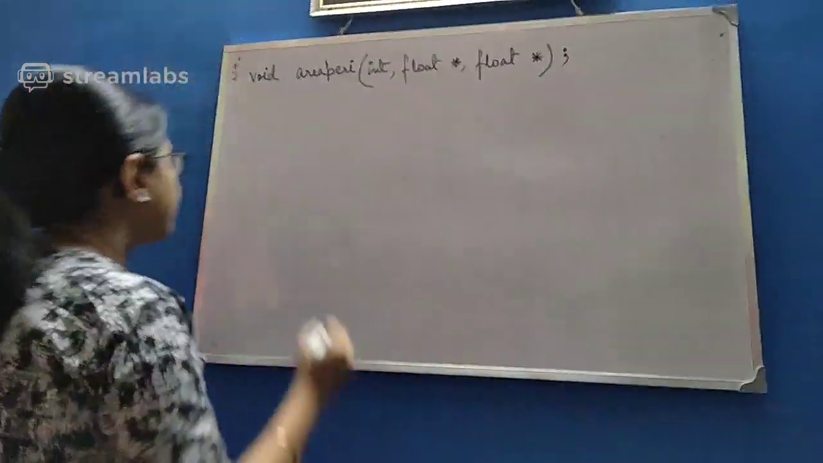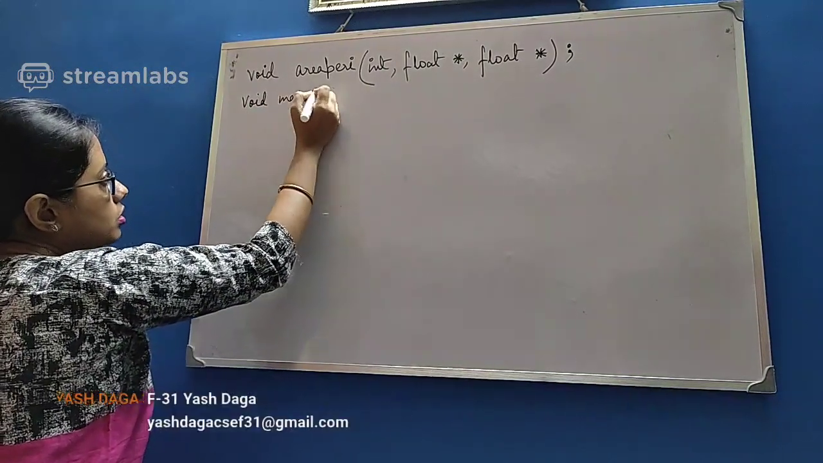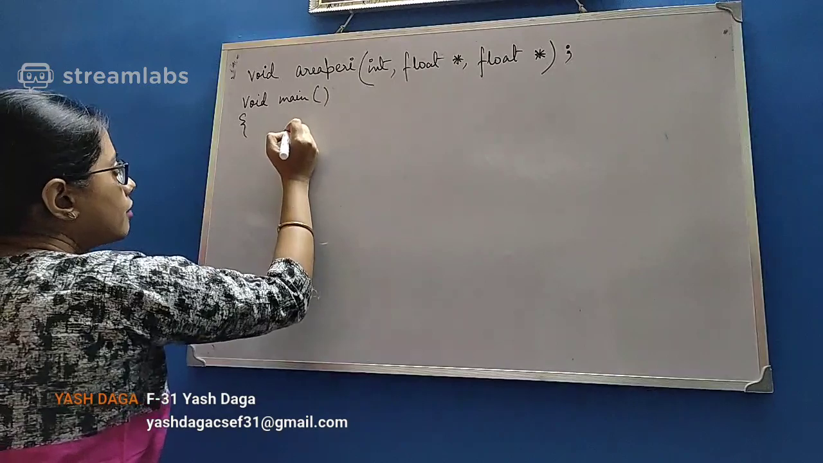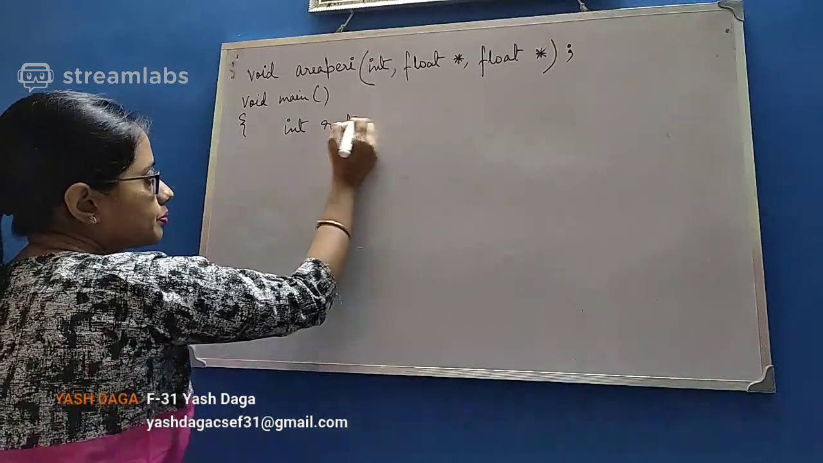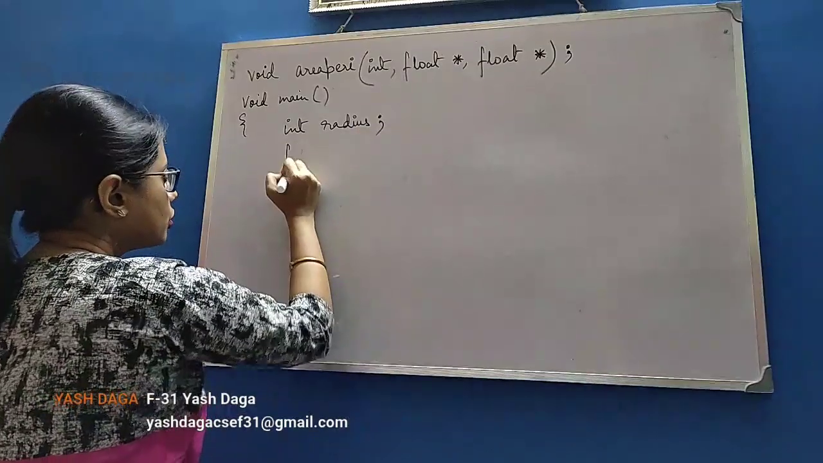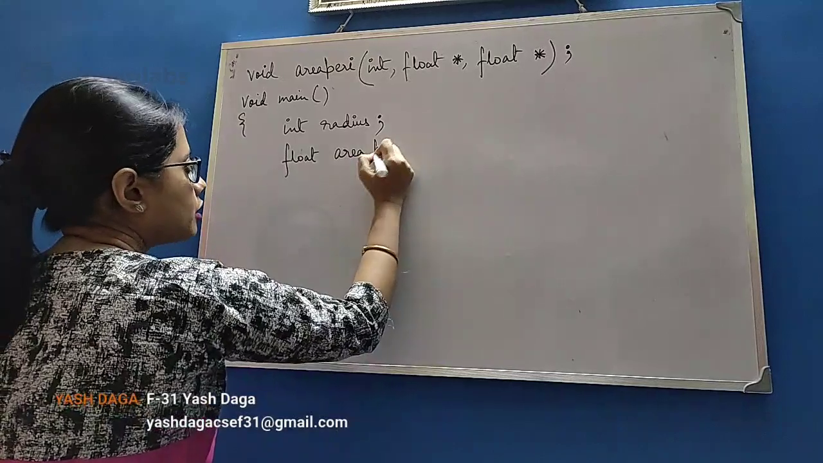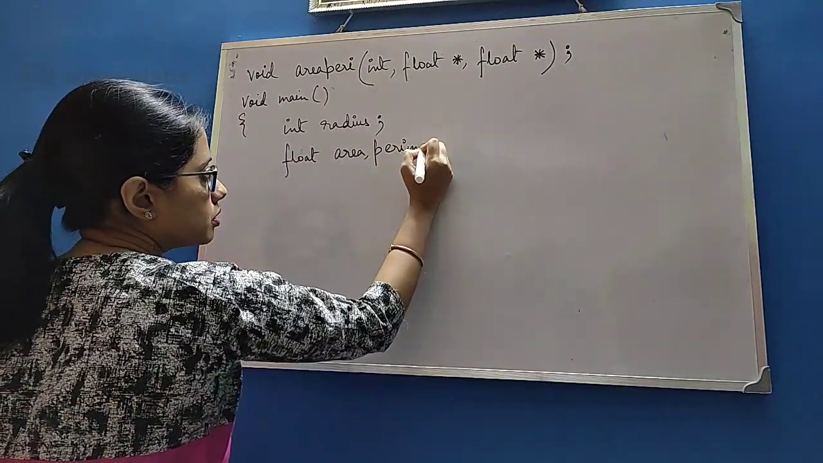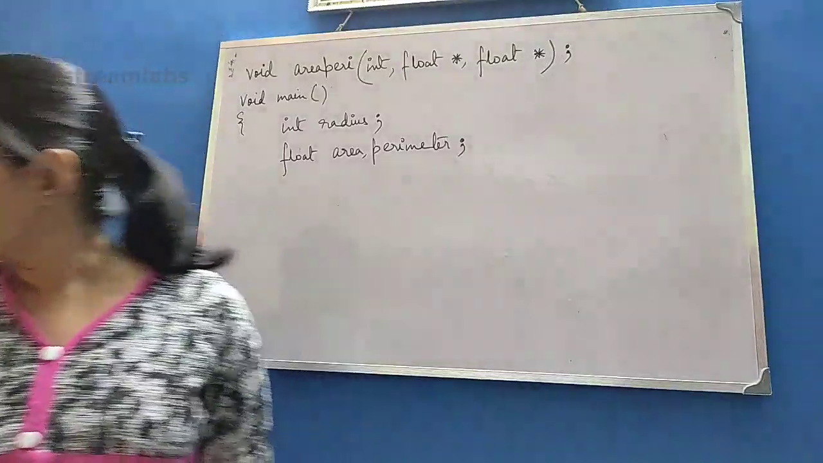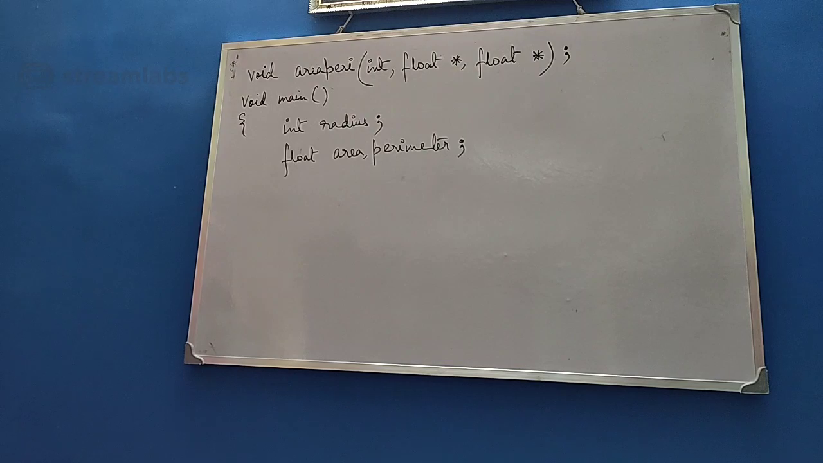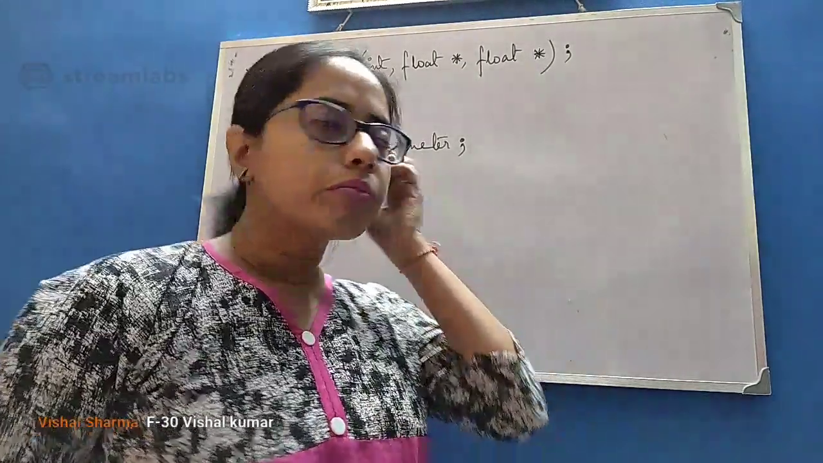Right? So if we come to our main function, we simply have int radius, float area and perimeter. Okay. So these are the variables that I must take.